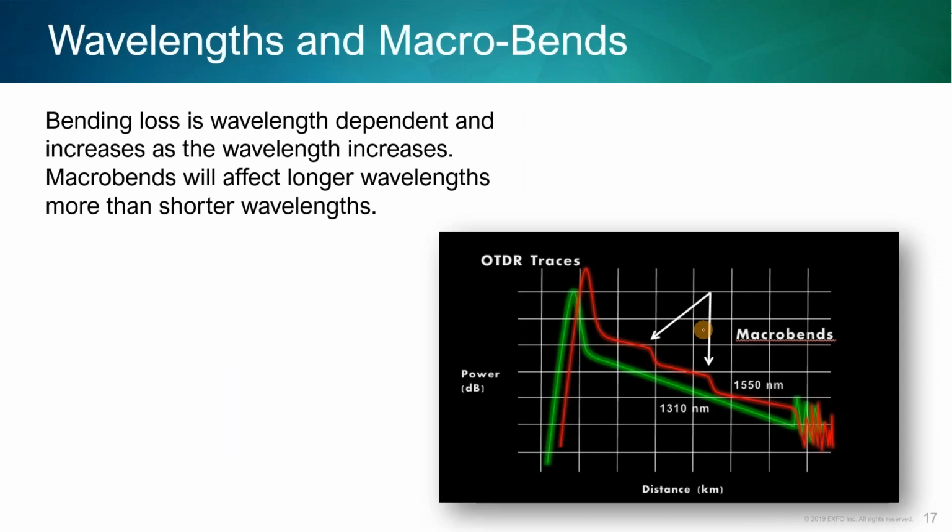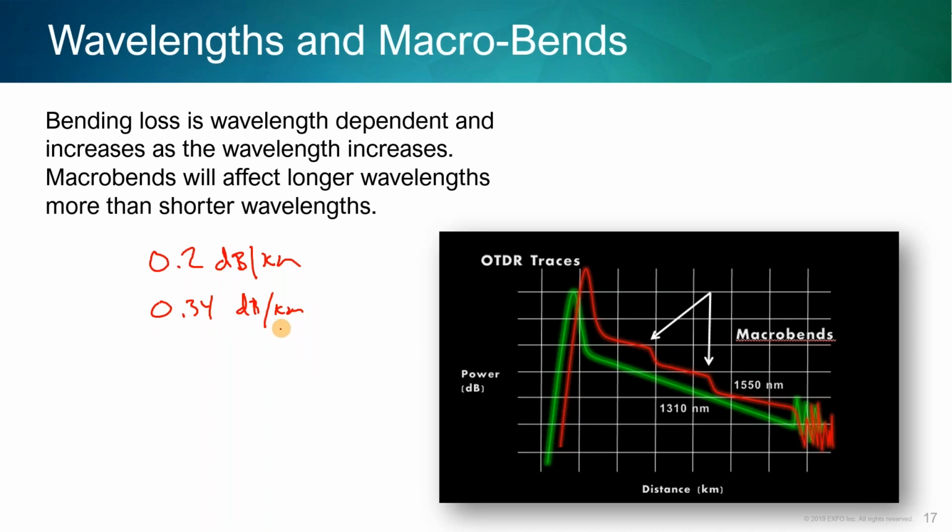And so it is important to understand there are differences in how the wavelengths react. I mentioned earlier that 1550 is about 0.25 dB per kilometer, while 1310 is about 0.3 dB per kilometer. So we should have higher loss at splices and connectors at 1310 than 1550.